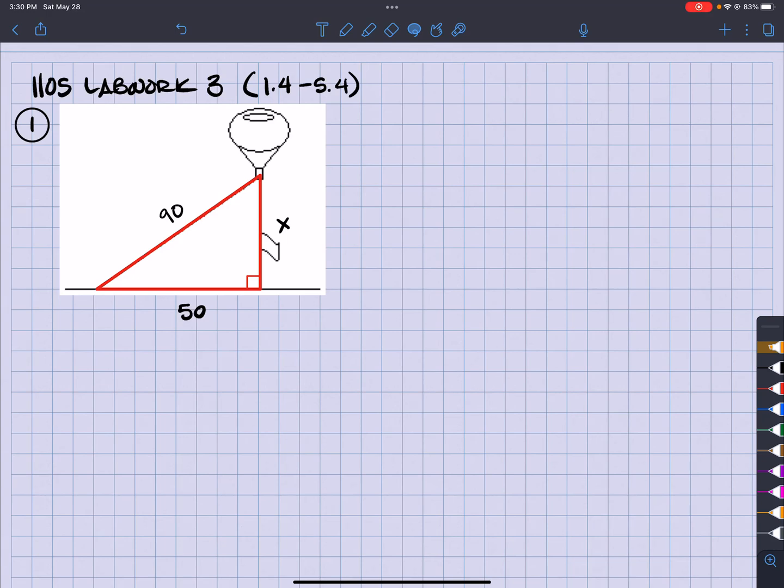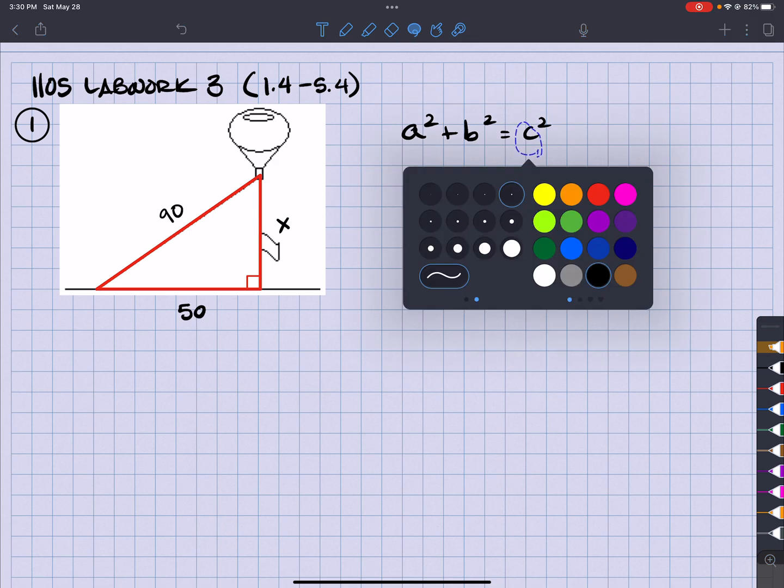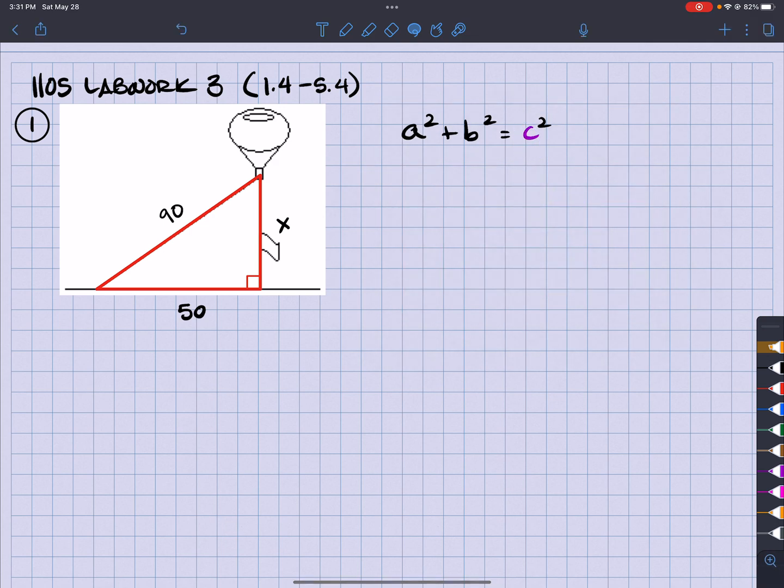All right, so we have a word problem here. The triangle's drawn, the sides are labeled. So what do we know that has the relationship of the sides? Correct, the Pythagorean theorem. So we have a squared plus b squared is equal to c squared. And c is a special one, right? That, ladies and gentlemen, is the hypotenuse.